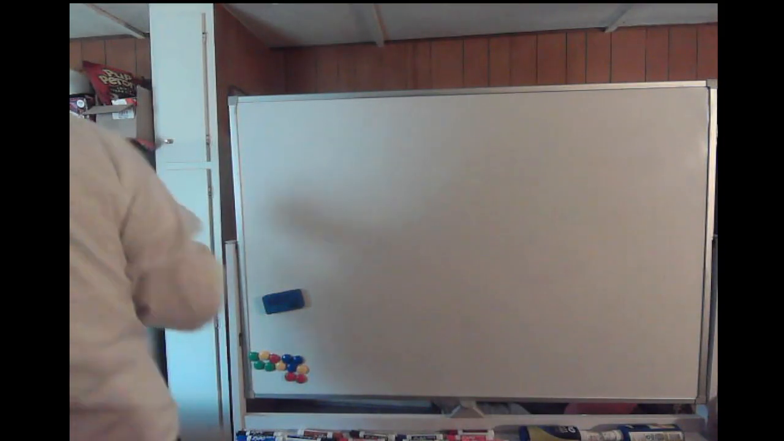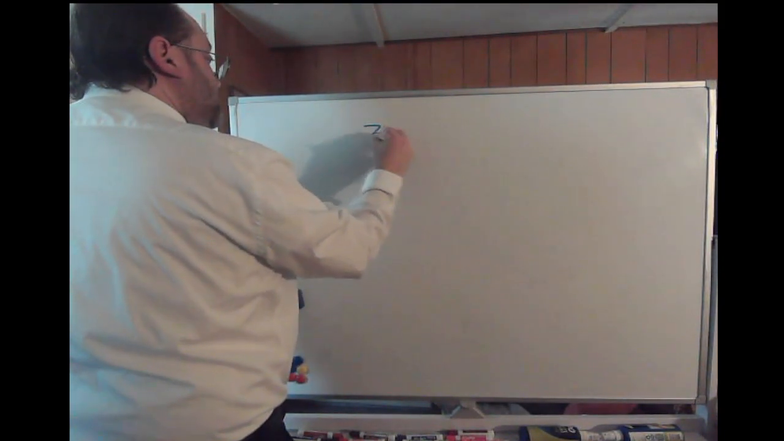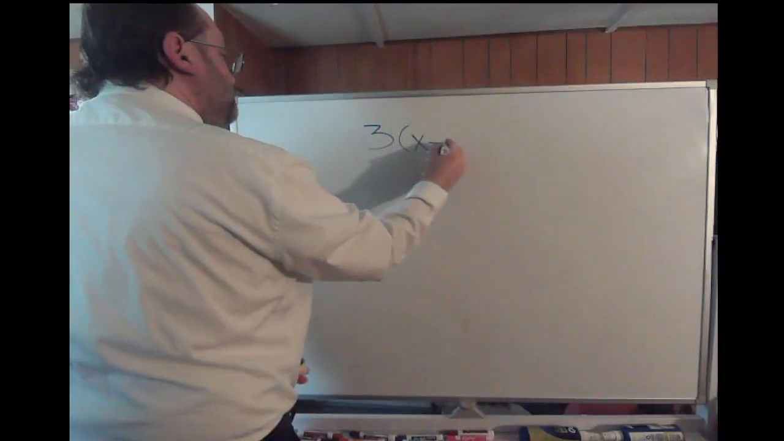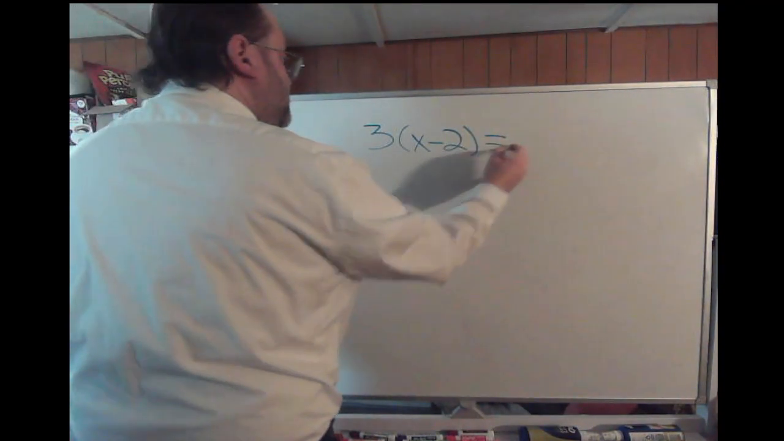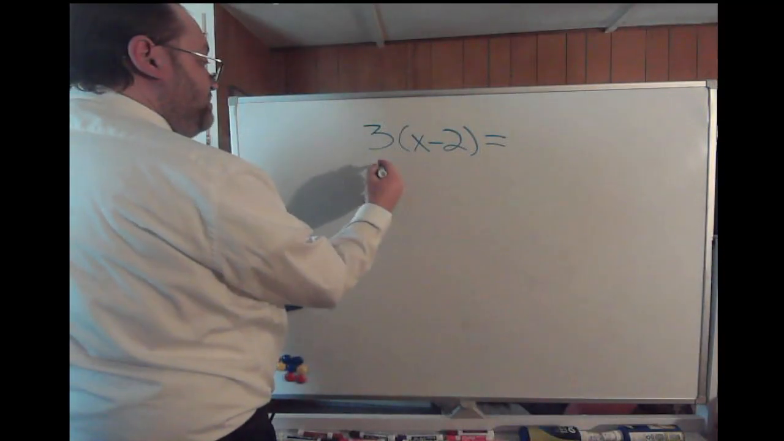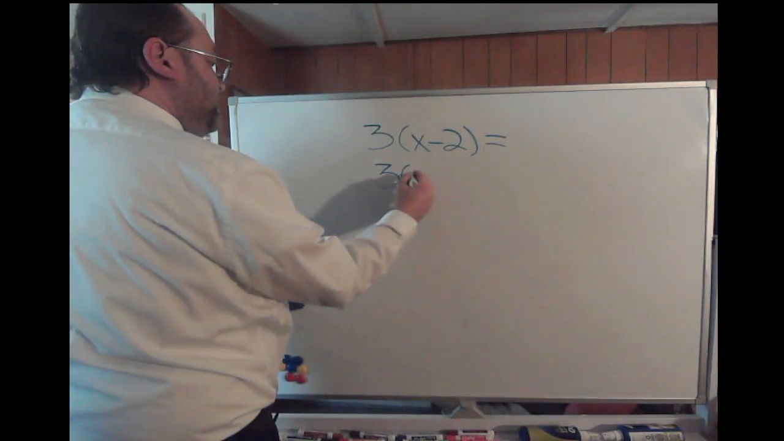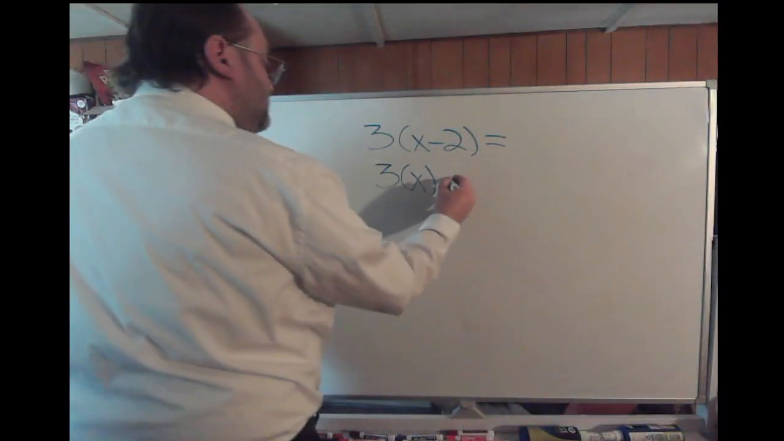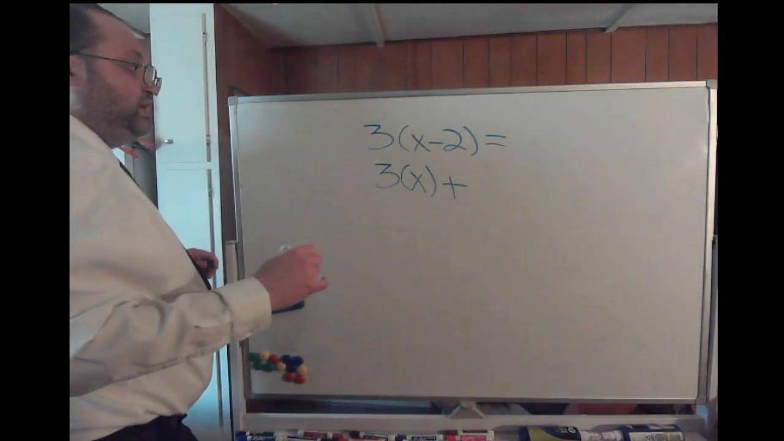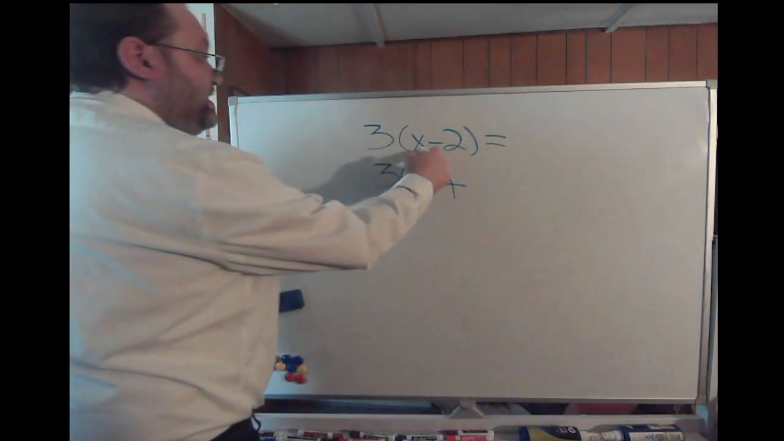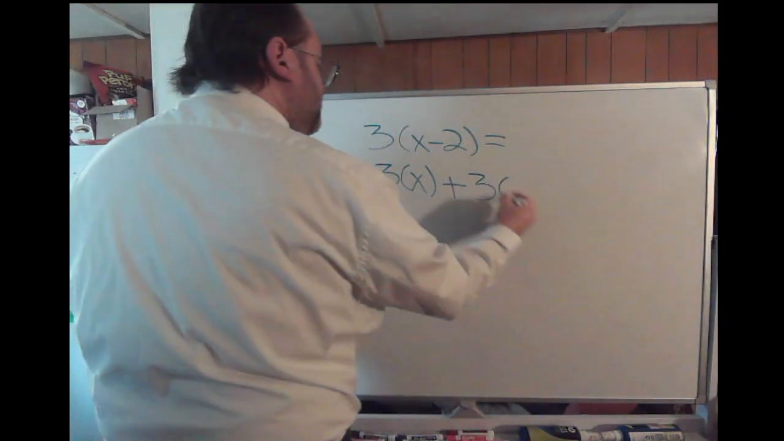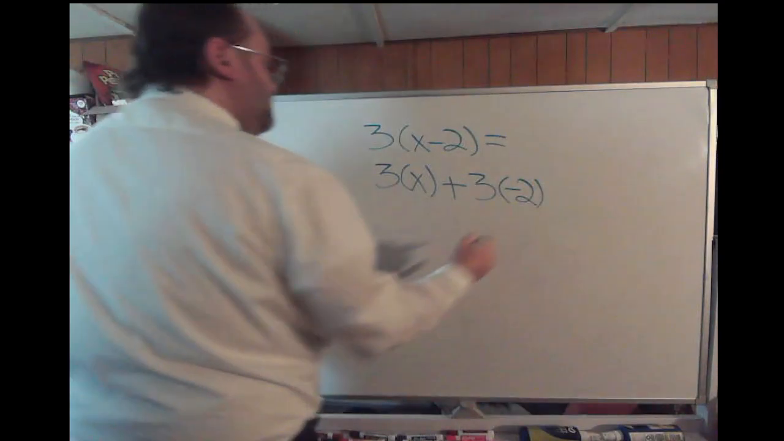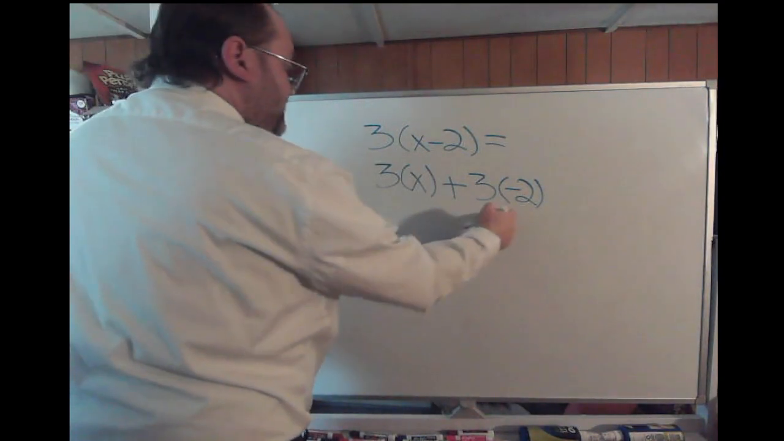This is a fairly simple property. Okay, how about this one? We'll have 3 times x minus 2. Well, of course, you're going to still take that 3 and multiply it by the first term. You'll have 3 times x plus, always do plus, because whenever you subtract, that's the same as plus a negative. Plus, you'll have that 3 times that negative 2, because minus is plus a negative.